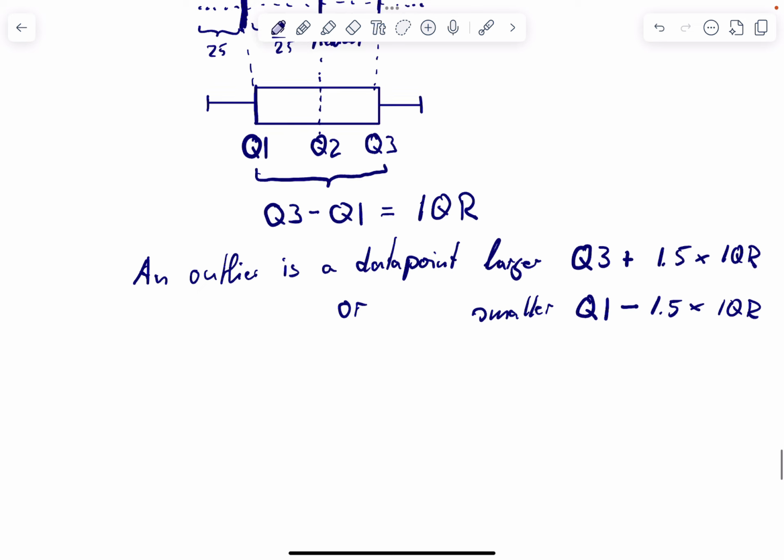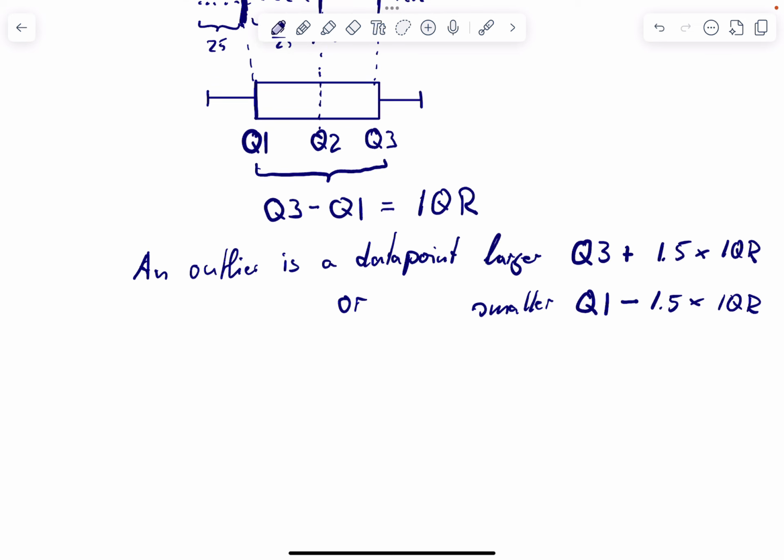So, for example, we could determine a fence with this information, and this is called the Tukey fence. The Tukey fence for our data includes exactly this upper outlier and the lower outlier, which is defined by these two data points.